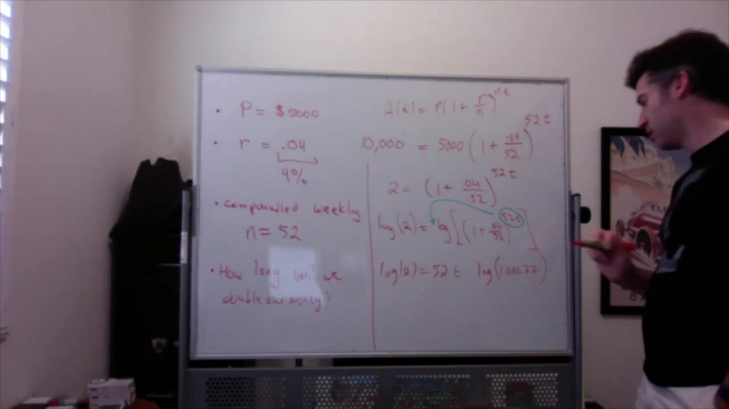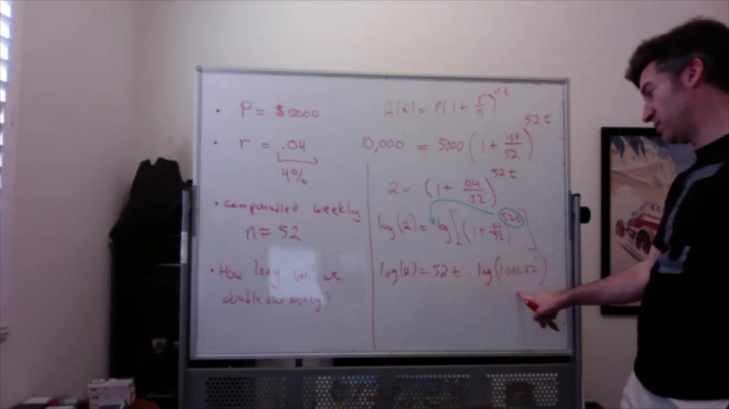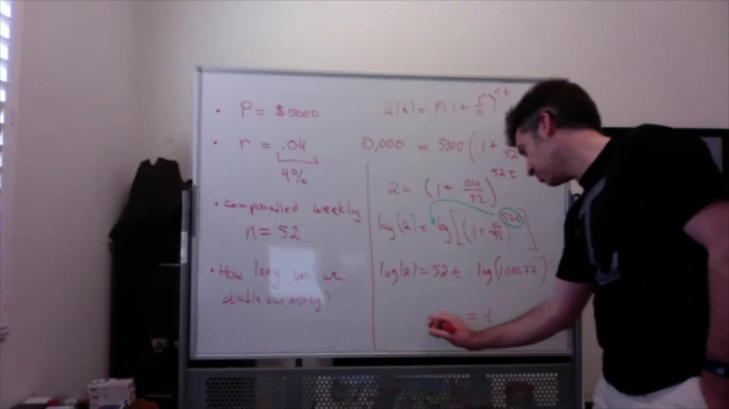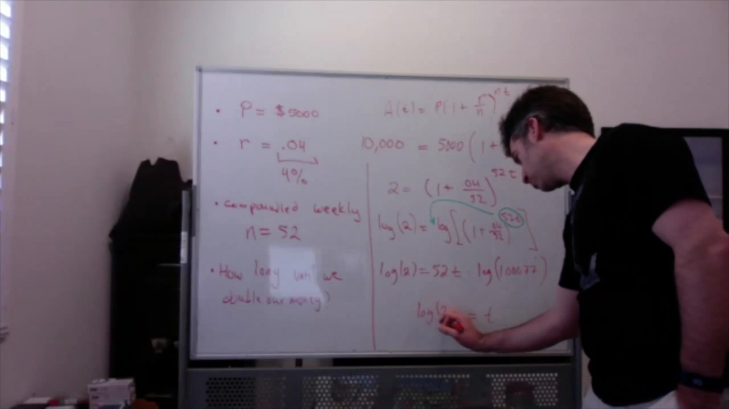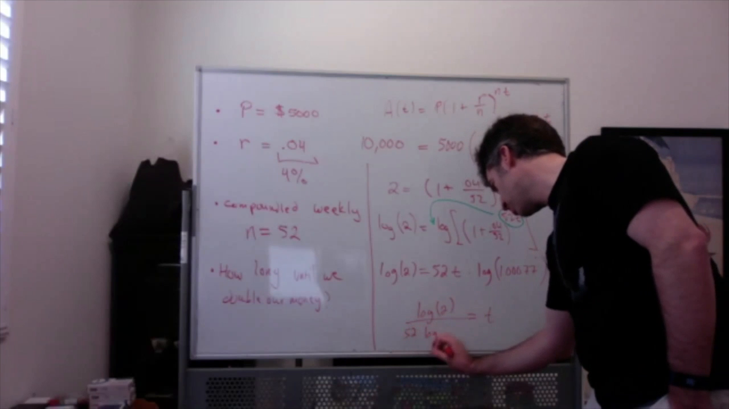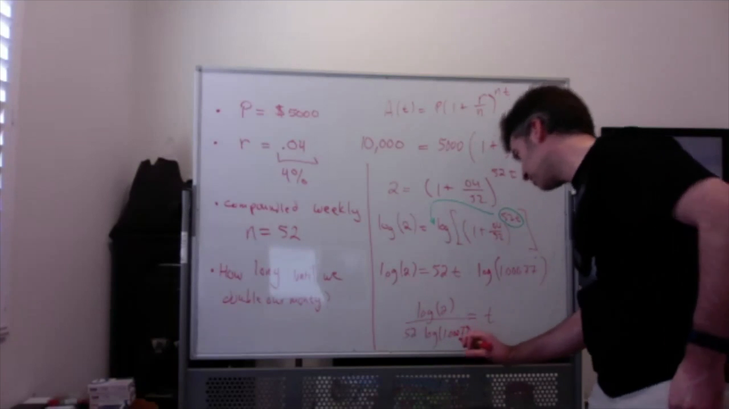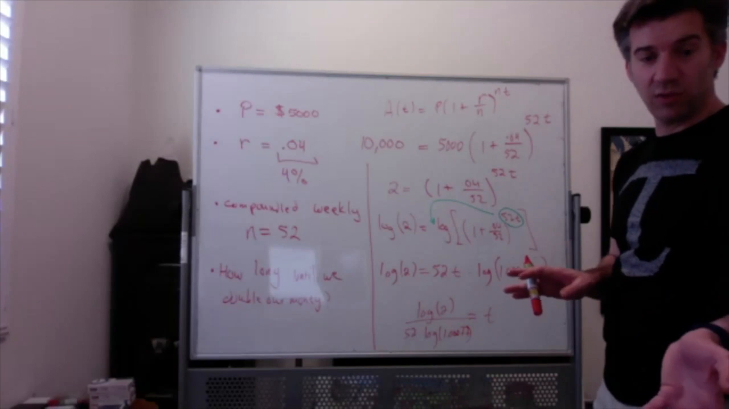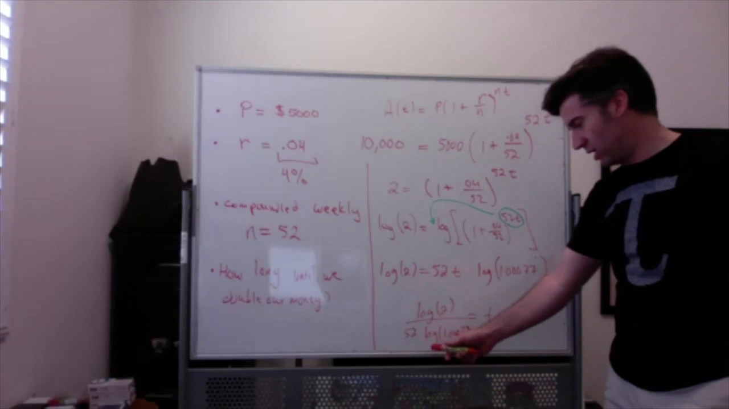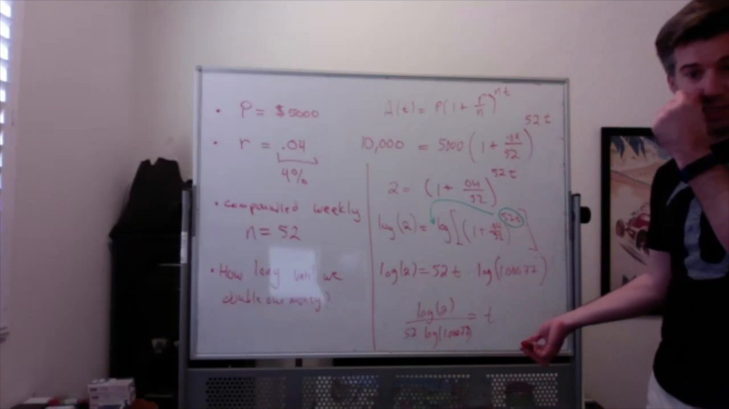Okay. So then I'm just going to solve for t. I'm going to divide both sides by 52, and I'm going to divide both sides by log of 1.00077. So t is equal to log of 2 over 52 times log of 1.00077. And if someone said they wanted an exact answer, you would leave it like this. Actually, you'd probably leave it as log of 2 over 52 times log of 1 plus 0.04 over 52, because that's a little more precise.